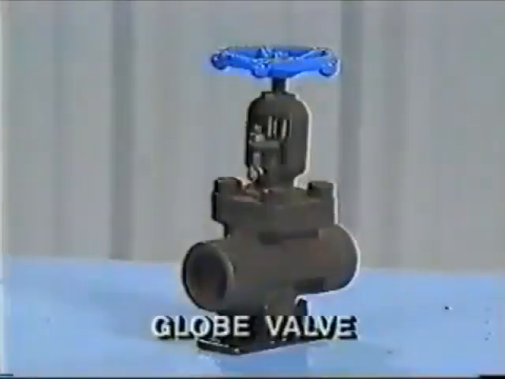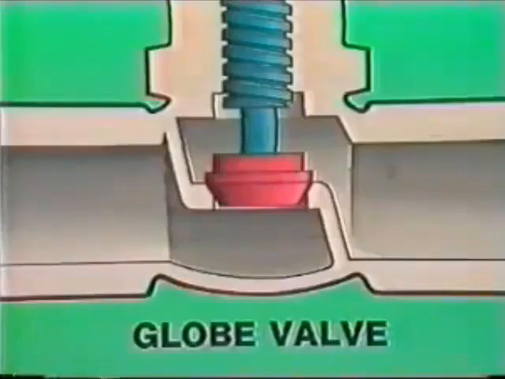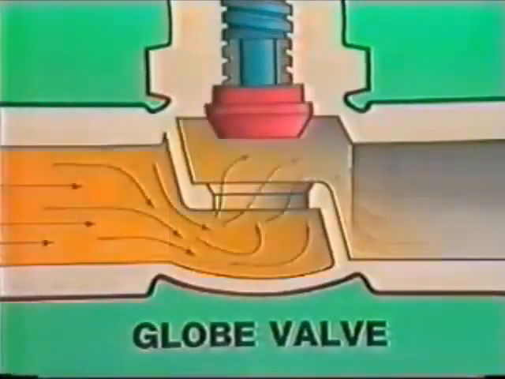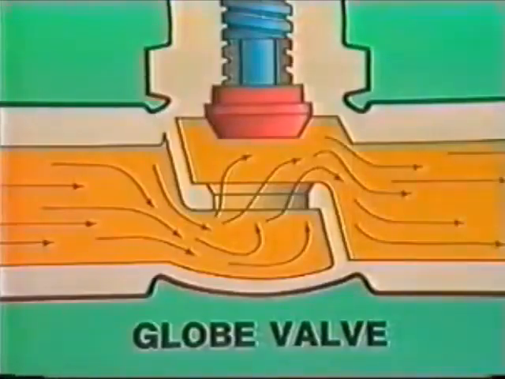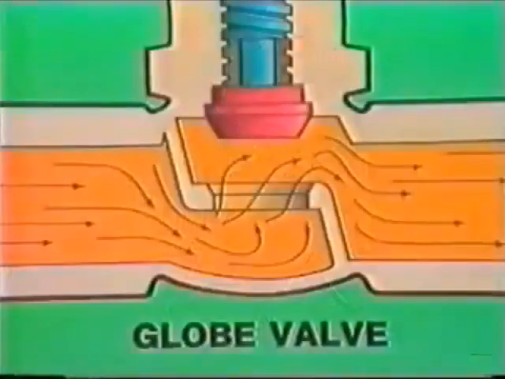The second type of valve we will look at in this section is the globe valve. The design of the globe valve does not allow flow to pass through in a straight line. The valve seat is set parallel to the flow, so the fluid must change direction as it passes through the valve. Globe valves are frequently used for throttling service because their parts wear evenly when partially open.